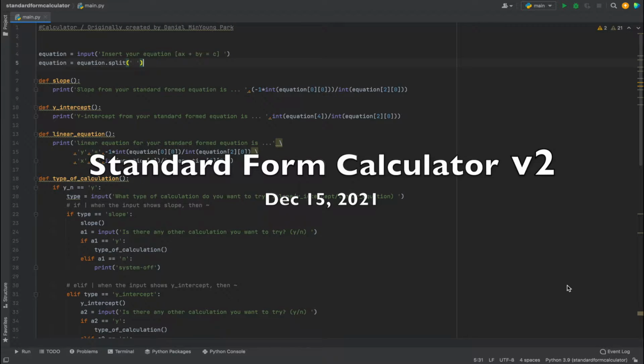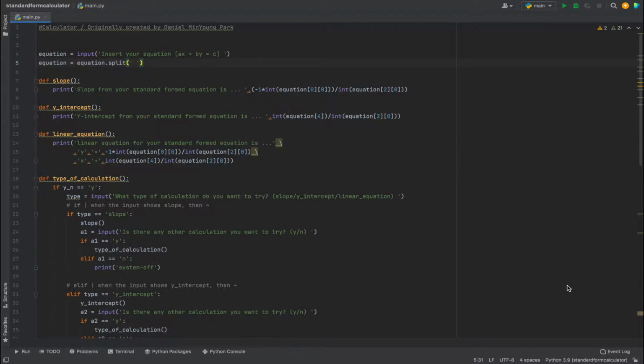Throughout the process of approximately 2 weeks, I've developed my calculator and created the version 2 standard form calculator. The main improvement I made was that previously I asked for the values of A, B, and lastly C individually, splitting the answers automatically. However, after I developed it, I made a calculator where if we type the equation, the computer will automatically solve the slope, y-intercept, and linear equation.